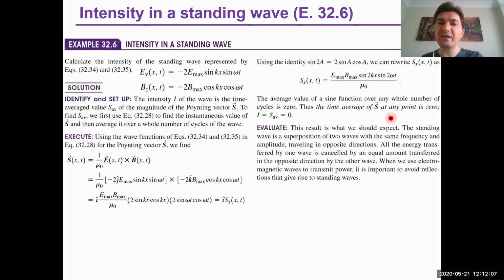But what about the intensity? Intensity is the average value of that vector, okay? If you take the average of that vector, you will get 0. Intensity is 0. Why? The average of that sine function is 0. We have discussed all these things during the previous lectures. So the intensity in a standing wave is 0.